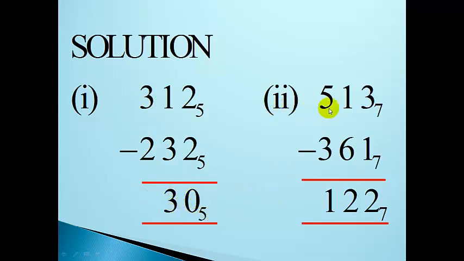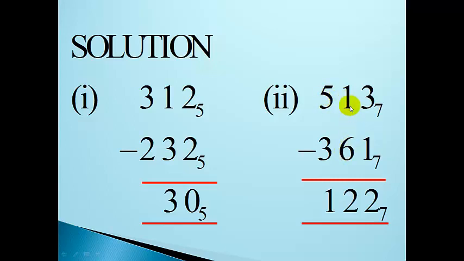Now, II. 513 base 7 minus 361 base 7. Now, when we subtract 1 from 3, the answer is 2. Subtracting 6 from 1, because 6 is greater than 1, we need to borrow. Because we are working in base 7, the 1 we are borrowing is equivalent to 7. So when we add 7 to 1, we have 8.